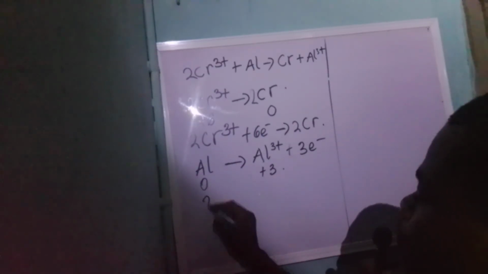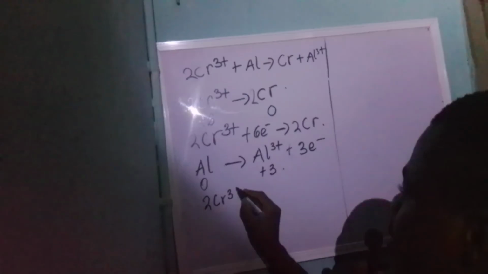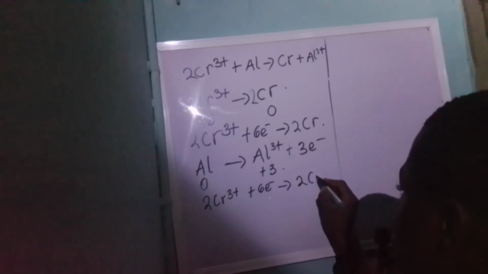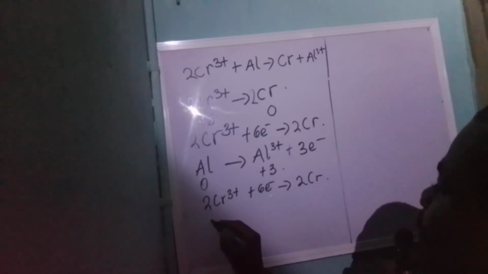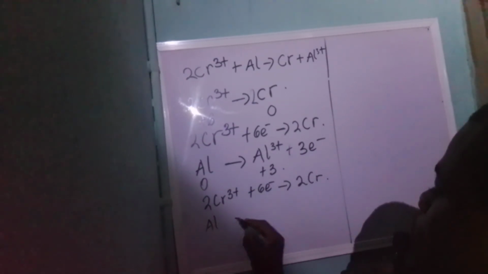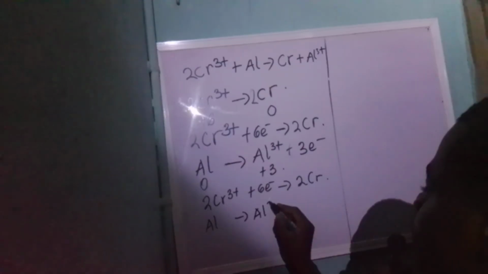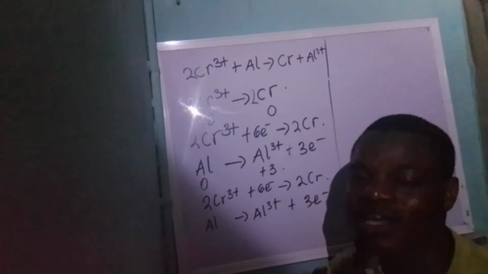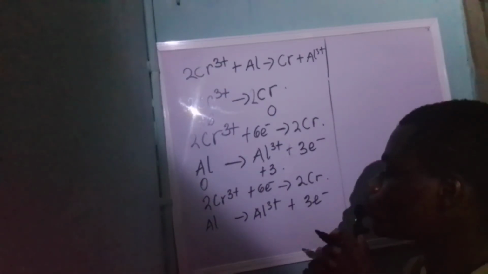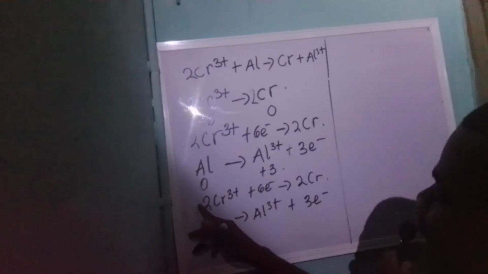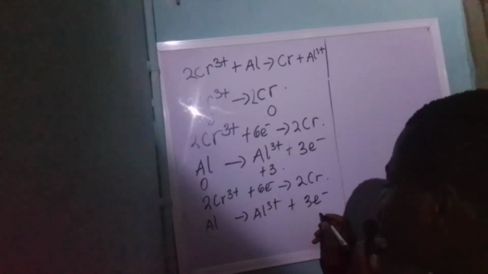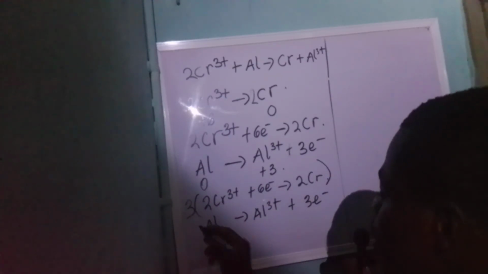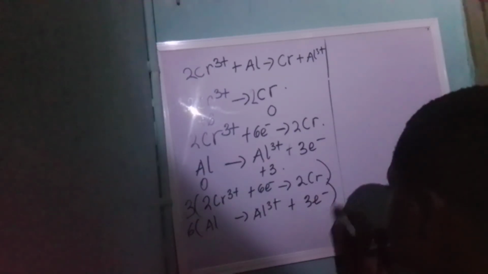We have 2Cr3+ plus 6e- to give 2Cr, and we have Al to give Al3+ plus 3e-. Now class, what are we going to do? I'm going to multiply equation 1 by the number of electrons in equation 2. I'm going to multiply this one by 3, and this one by 6. Is that okay?